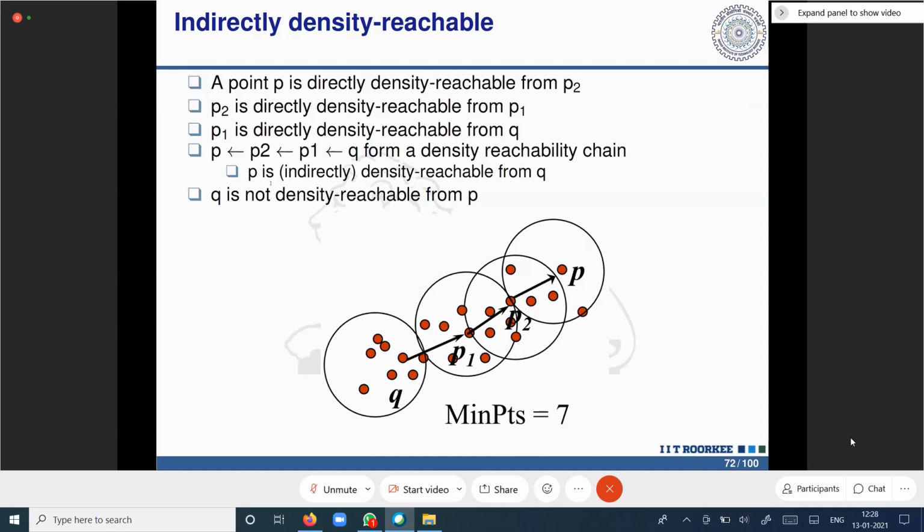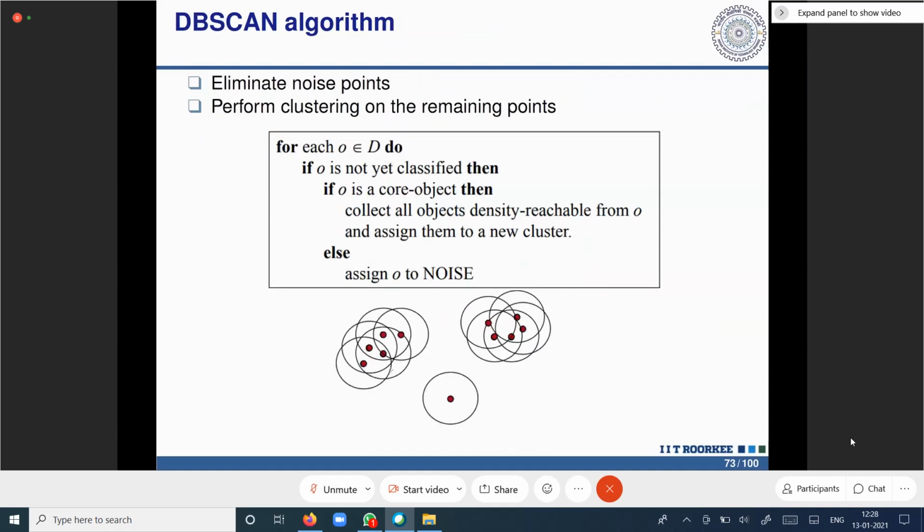Now, one point can be directly density reachable, but another one indirectly. So a point P is density reachable from Q if P is directly density reachable from P2, P2 is directly density reachable from P1, and P1 is directly density reachable from Q. So if you can form a chain of points which are directly density reachable, we can say P is indirectly density reachable from Q.